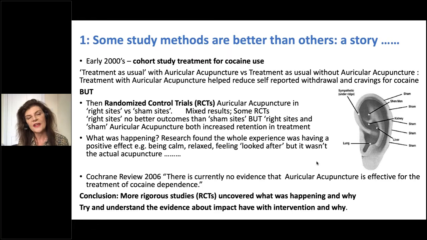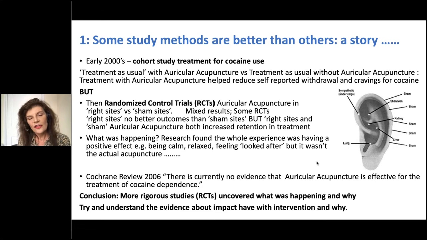There was a study that came out, and it was a cohort study. It compared two groups. One group was treatment as usual with auricular acupuncture, which is acupuncture in the ears. The other was treatment as usual without auricular acupuncture. This study found that treatment with auricular acupuncture actually reduced self-reported withdrawal and cravings for cocaine. So this was really good news.